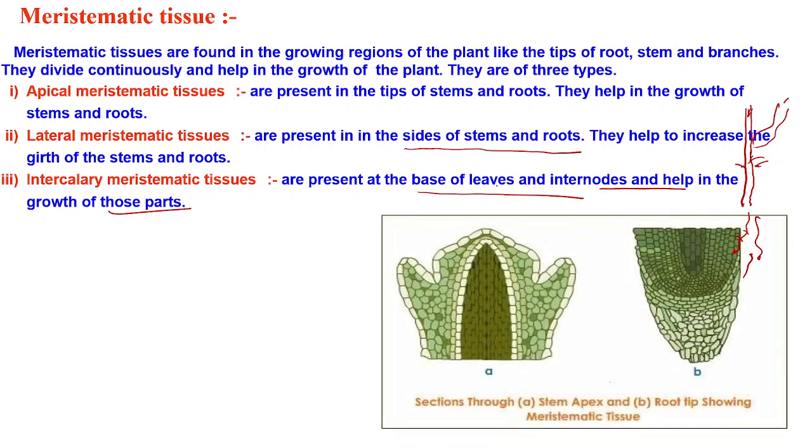See, this is an example. This is your stem apex and this is your root tip. Meaning these tissues look something like this. The tissues are of this type. They are stem apex meristematic tissues, and the root tip also shows the meristematic tissues.